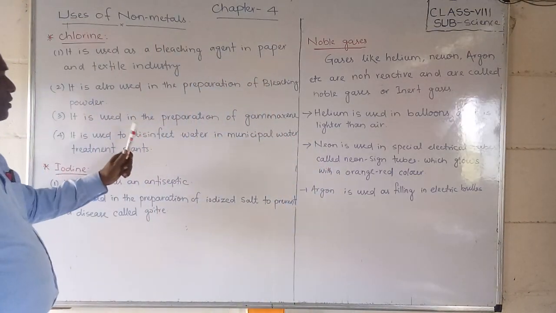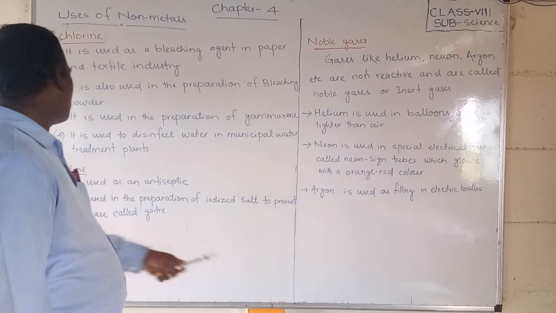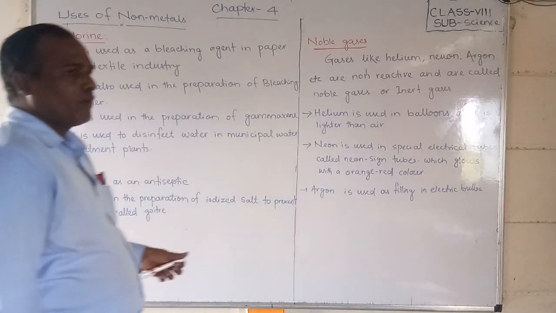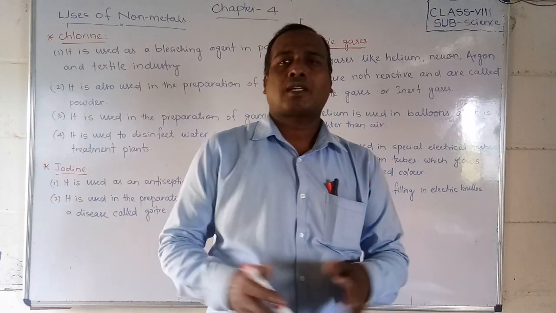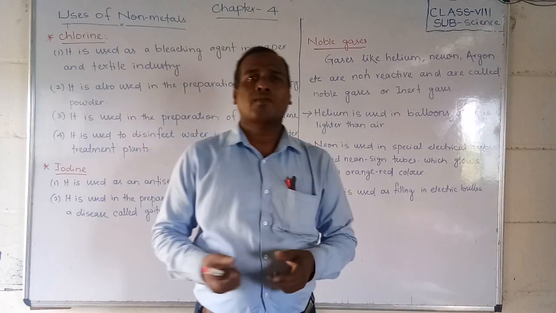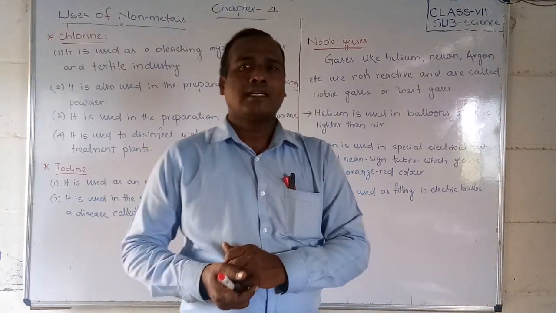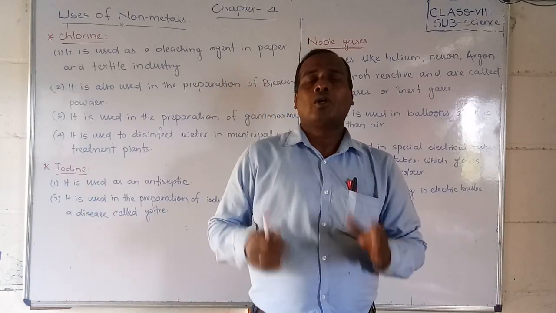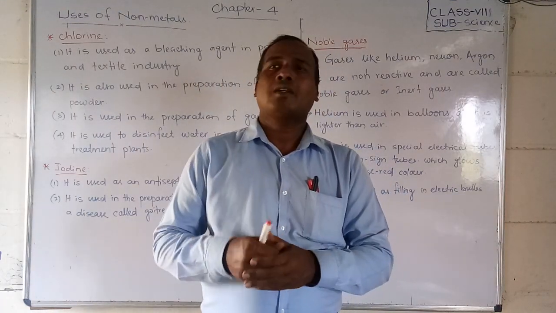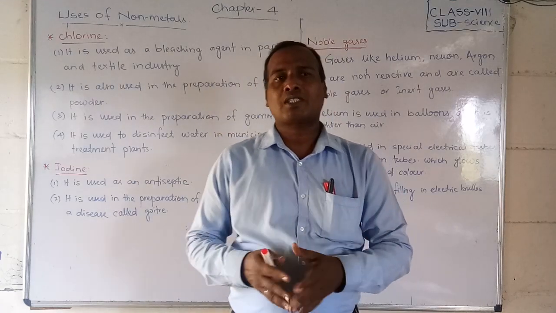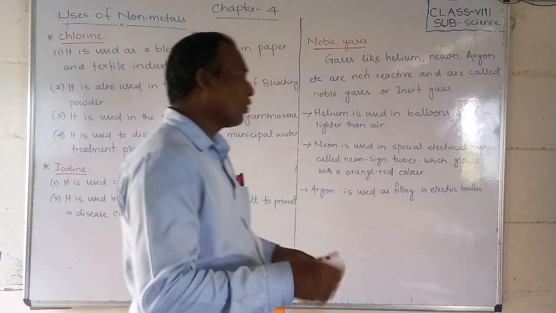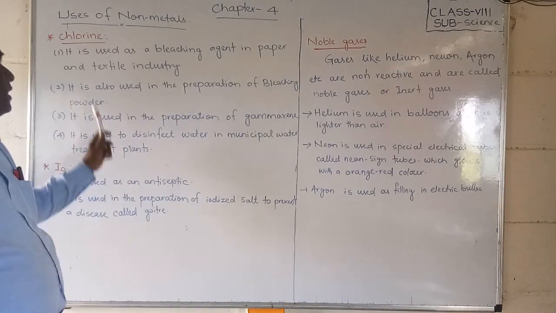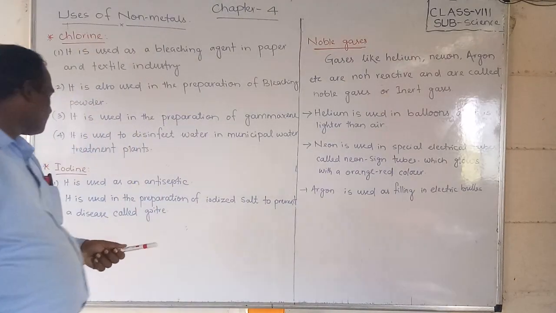It is used to disinfect water in municipal water treatment plants. Whenever water stays in tanks for many days without cleaning, germs form and the bacteria increase. To disinfect it, that means for the treatment of our water plants, we use this bleaching powder, or chlorine. Mainly chlorine, that is the main thing.